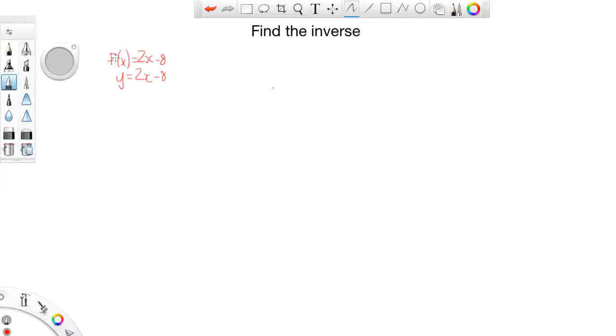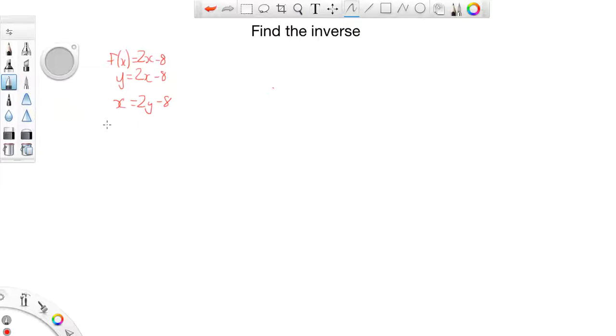So what we do is we change f of x to y, and we get y is equal to 2x minus 8. Now for the first step, we want to switch the x and the y values. So it's now y equals 2x minus 8. We want to switch it so that it's x is equal to 2y minus 8. We're just switching the x and the y. We are not switching the 2x and the y, just the x and the y. And once we have this set up, we want to solve for y.